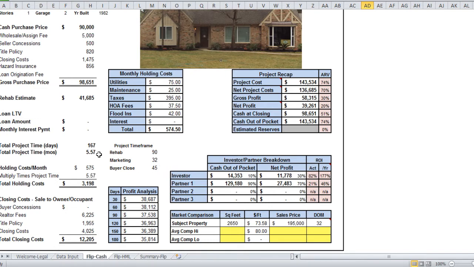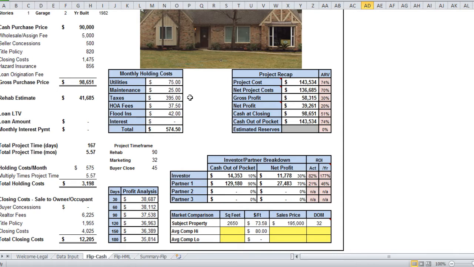We then have converted our project time to months, so we're saying it's going to take us 5.57 months to do the project from start to completion and disposition. We have our monthly holding cost. You notice again from our data input sheet we have a breakdown of what those costs are. We've got our utilities at 75, our maintenance, taxes, HOA fees, flood insurance, and total.